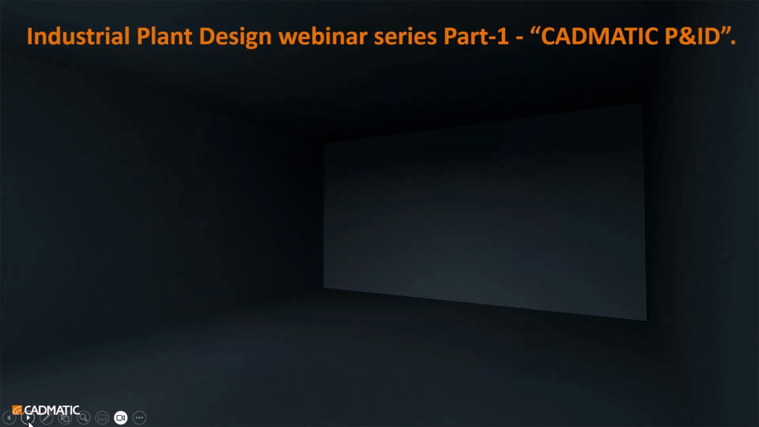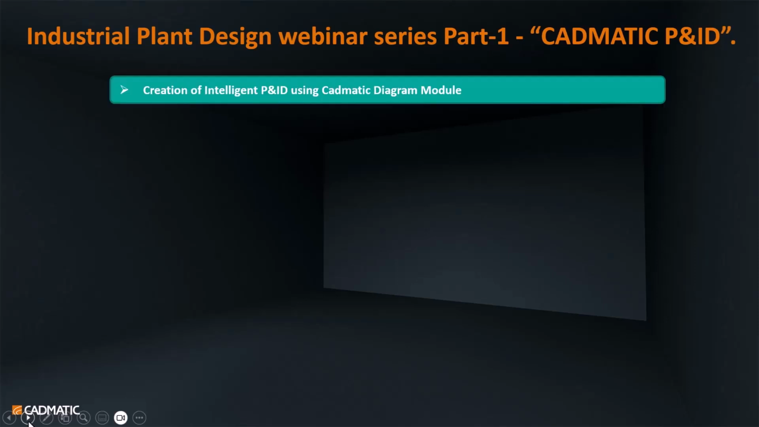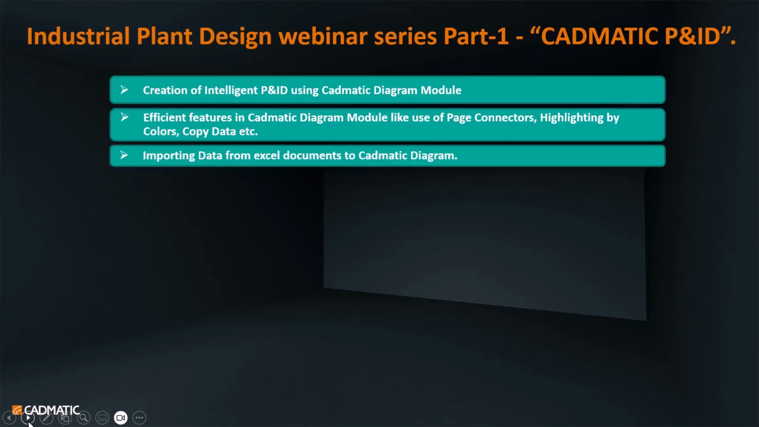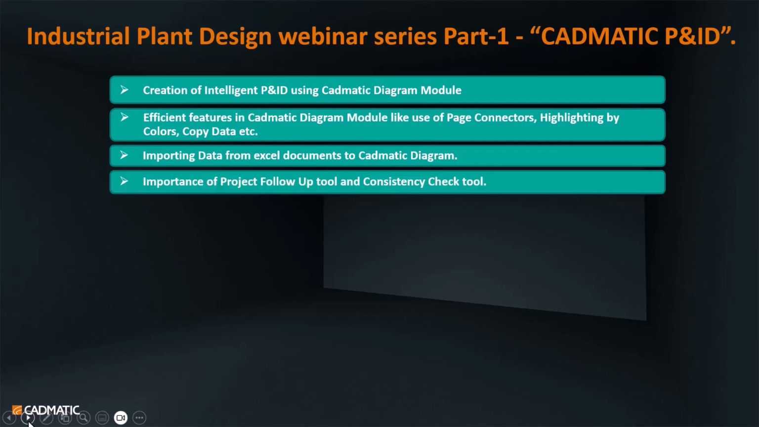Let us see today's agenda for webinar series Part 1, CADMATIC P&ID. Here we are going to see how we can create an intelligent P&ID using the CADMATIC diagram module. There are some efficient features in the CADMATIC diagram module like use of page connectors, highlighting by colors, copy data, etc. Then we will see how we can import data from Excel documents to CADMATIC diagram, and the importance of the project follow-up tool and consistency check tools.